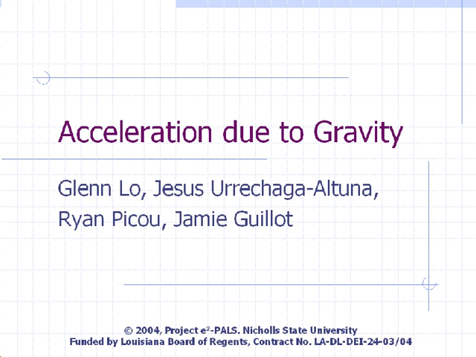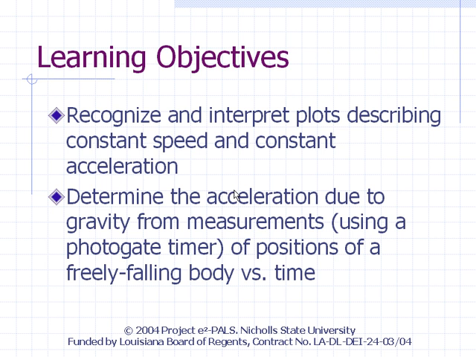This movie deals with rectilinear motion, that is, motion in one dimension. It is intended for viewing before students do a laboratory experiment on free fall to determine the acceleration due to gravity. Upon completion of the laboratory activity associated with this movie, students will be expected to be able to recognize and interpret plots describing constant speed and constant acceleration, and determine the acceleration due to gravity from measurements using a photogate timer of positions of a freely falling body versus time.